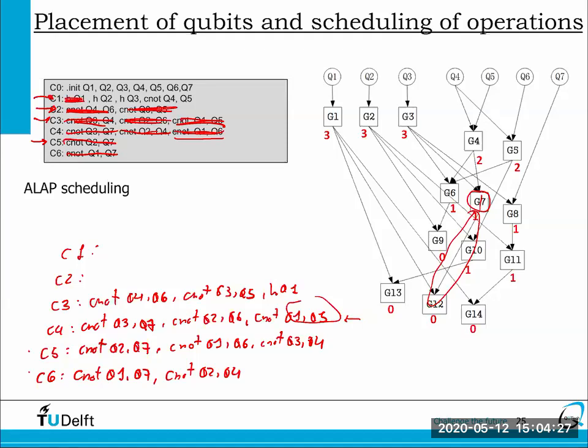Hadamard Q2. Also cycle 3. Exactly. Hadamard Q3. Cycle 2. Yeah, because I start using Q3 here, right? And C0 Q4, Q5. Cycle 2. Yeah, exactly.